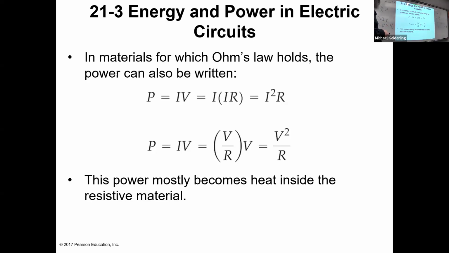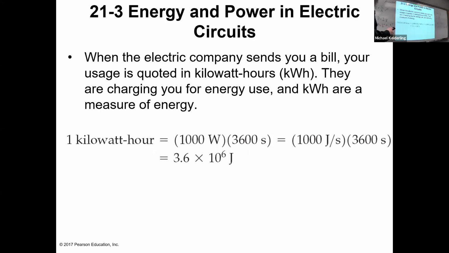Yeah. So if you have a fixed current, bigger resistance, more power. But if you have a fixed voltage, smaller resistance dumps more power because you get more current flow. Now, when the electric company sends you a bill, they do not send you a bill in units of joules. They send you a bill in units of kilowatt hours. They are charging you for energy units.